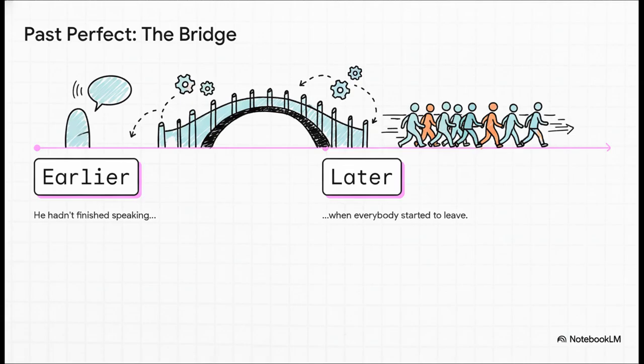This timeline really makes it clear. He hadn't finished speaking when everybody started to leave. The past perfect, hadn't finished, tells us that the speaking started before the leaving. It's that bridge I was talking about, connecting those two past events and showing us which one came first.